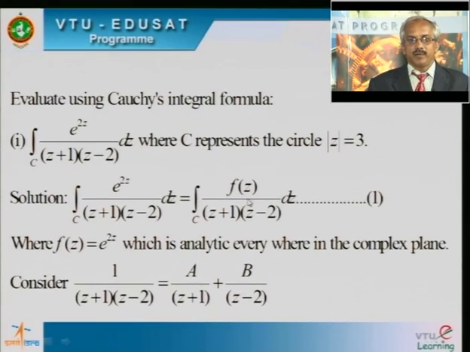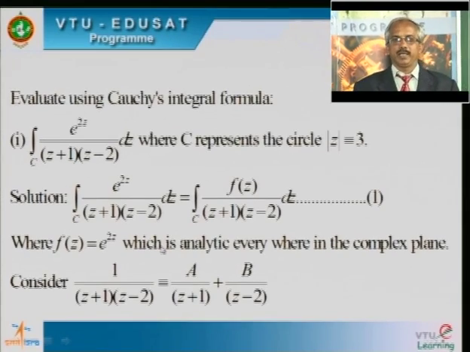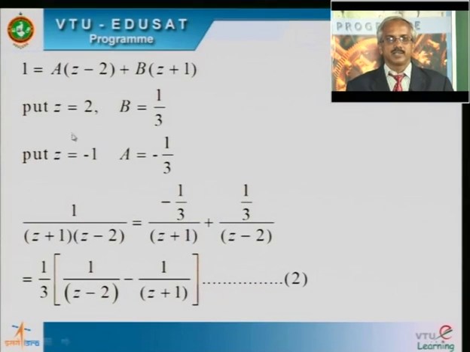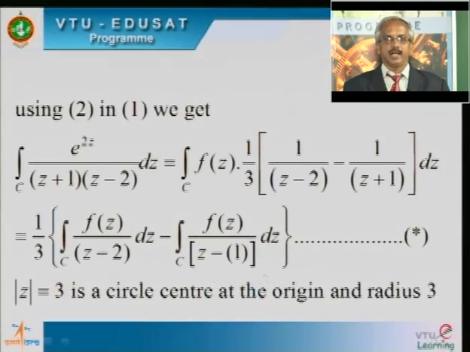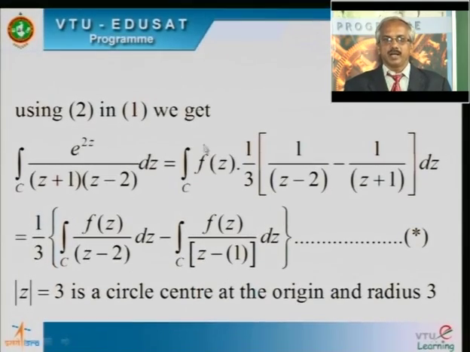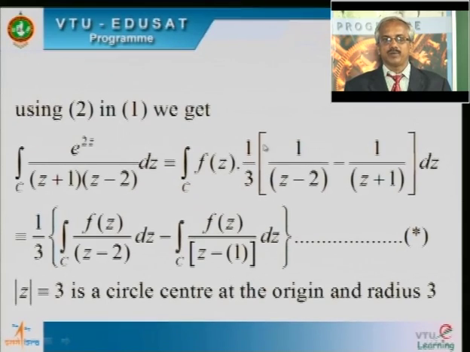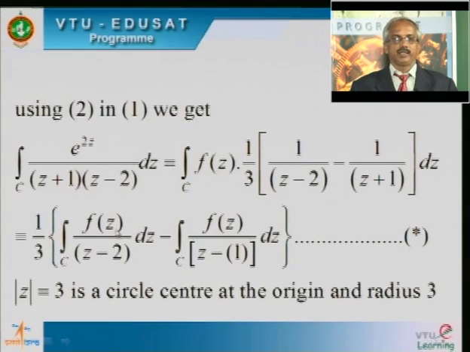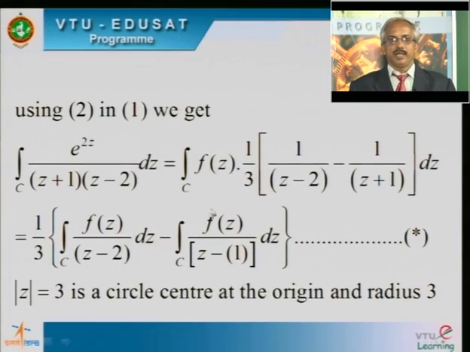Therefore, I have taken f(z) = e power 2z. Again, e power 2z is analytic everywhere in the complex plane. By partial fractions we obtain the values of a and b, so 1 by (z plus 1)(z minus 2) equals 1 by 3 into (1 by z minus 2 minus 1 by z plus 1). Substituting in the integrand, after simplification I get 1 by 3 into f(z) divided by z minus 2 minus f(z) divided by z minus 1.